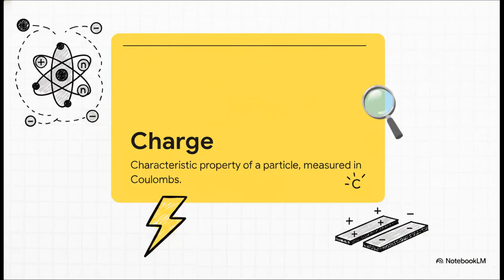Now, charge is beautifully simple. It's just a characteristic property of a particle. That is literally it. As noted in the handwritten student sources we're referencing, protons have a positive charge, electrons have a negative charge, and neutrons, well, they have no charge. This intrinsic property is measured in a unit called coulombs. It is the fundamental root of everything we're going to discuss today. Because honestly, without charge, there is no electricity.